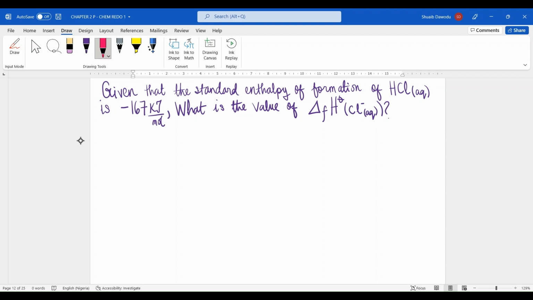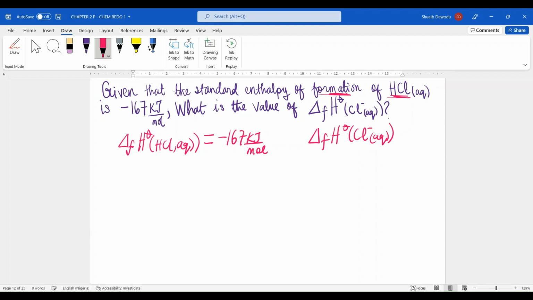So of course you've seen that we're dealing with the standard enthalpy of formation of HCl. We've been given the compound, and we're told the standard enthalpy of formation. So standard enthalpy of formation for HCl aqueous is negative 167 kilojoule per mole. Then we're asked for the enthalpy of formation for chlorine ion aqueous. So we're asked to determine this.